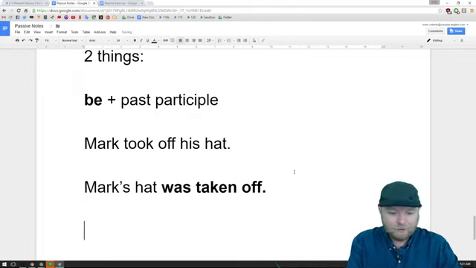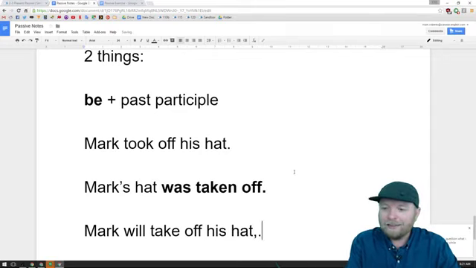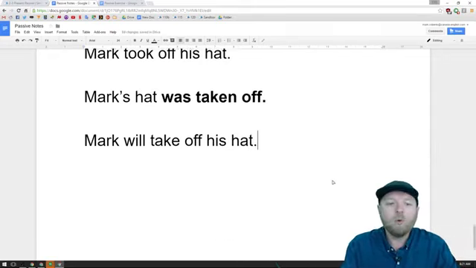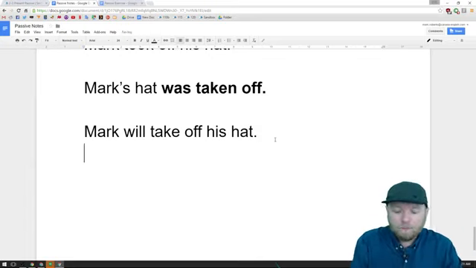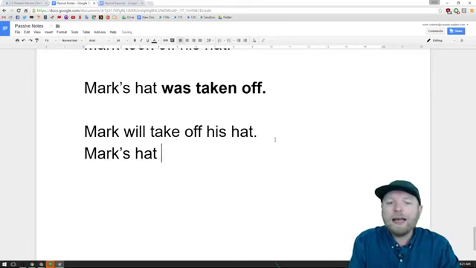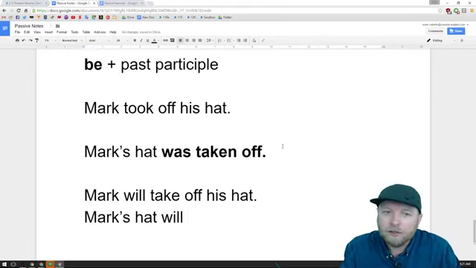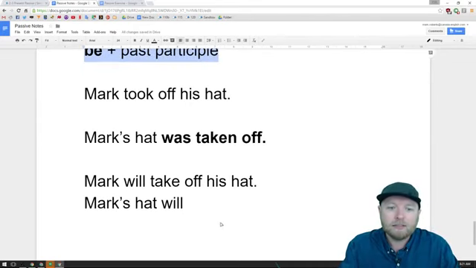Look, example, Mark, let me turn off the bold here. Mark will take off his hat. Mark will take off his hat. Here's future. Well, if I want to do this, Mark's hat will, we need passive. Now remember, passive, we need this. Be plus a past participle.